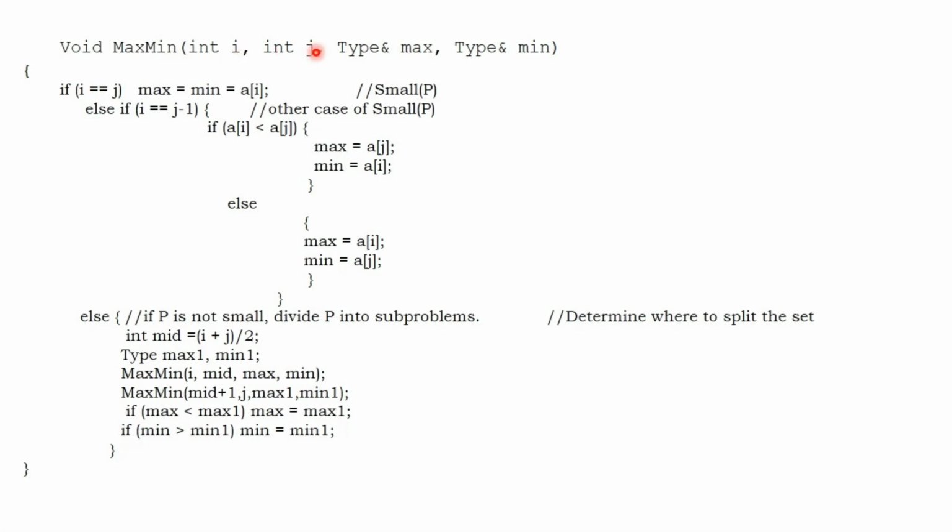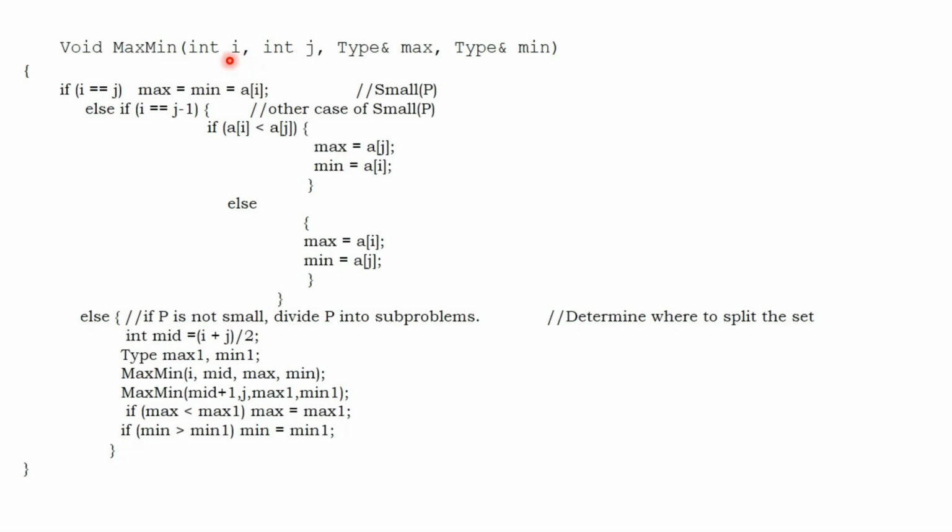When the value of i is equal to j, that means we have only one element. So which is max and which is min? Both will be the same value. So max is equal to min is equal to a of i itself.